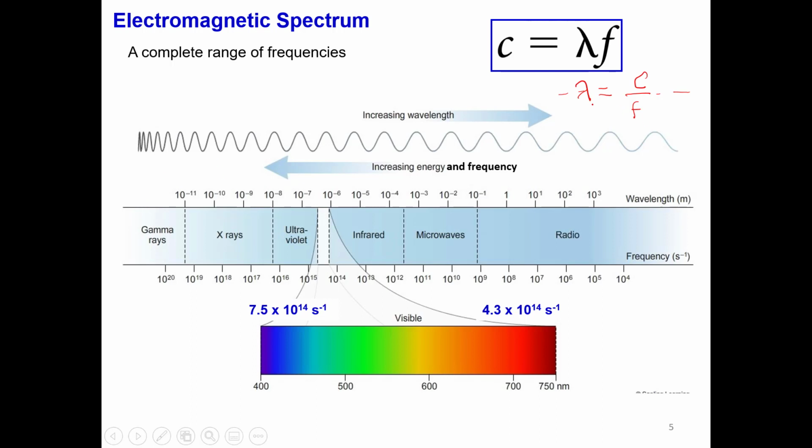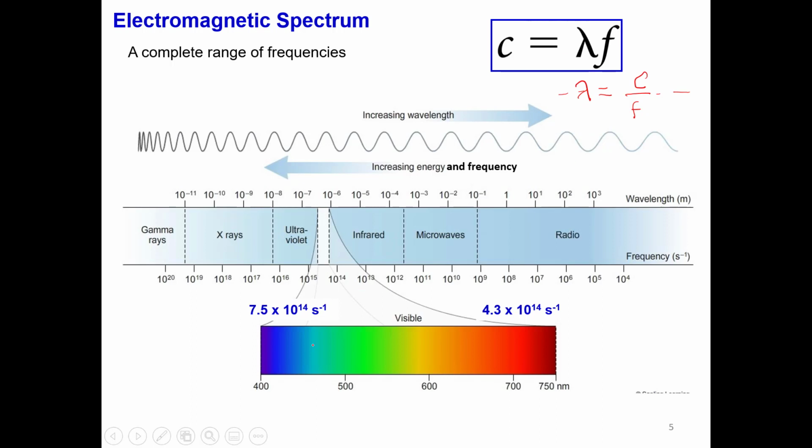Again, because the relation between wavelength and frequency is inverse, and because we have a large wavelength here, the frequency is small. But here, because we have a short wavelength, the frequencies are really high, 10 to the power 20. Then you can see the frequency increases in this direction, and the wavelength increases in the opposite direction, because they are inversely related.